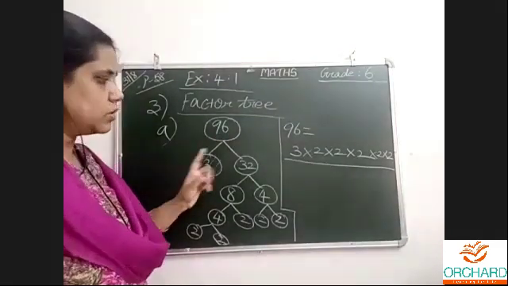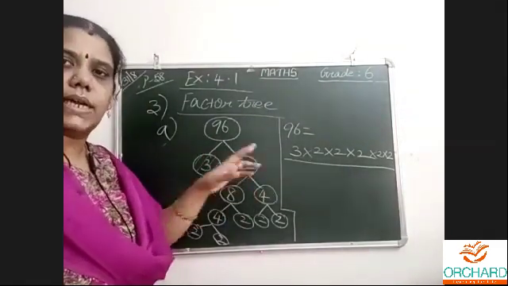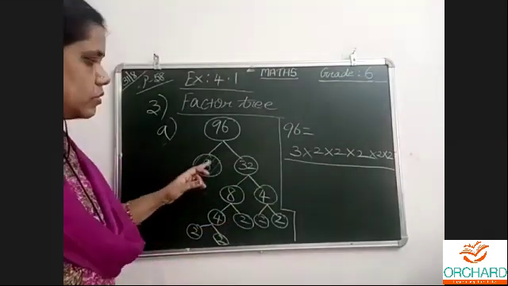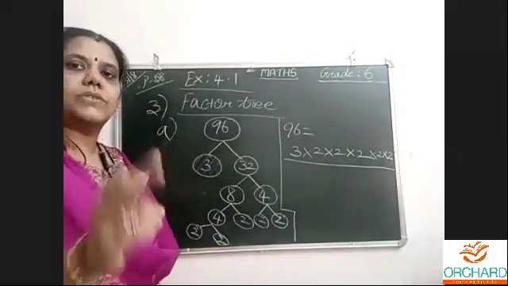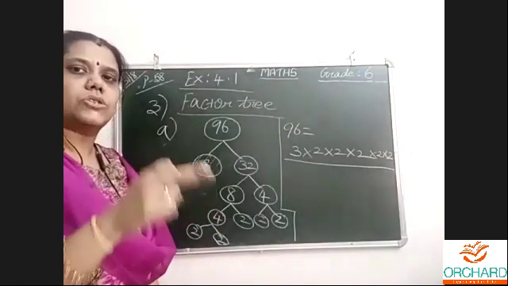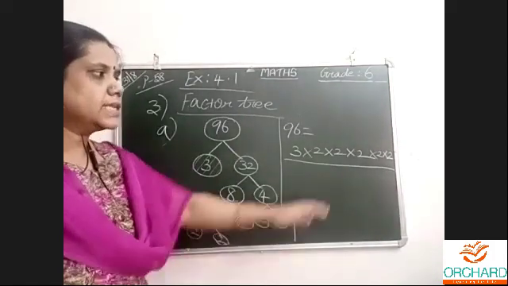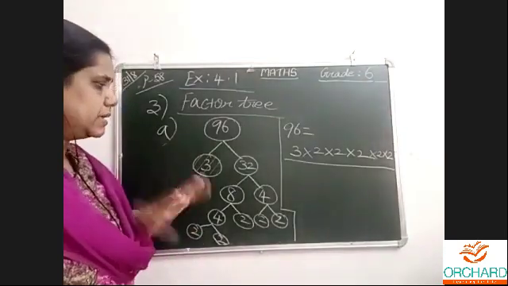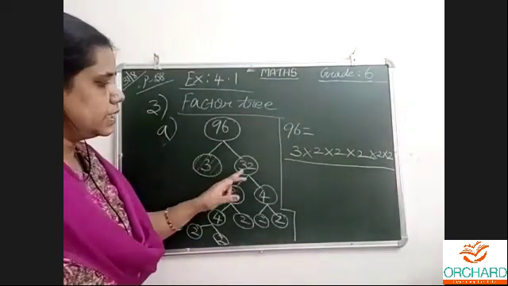You can use the 2 table, 2 into 48, or otherwise you use it like this. 48 to split: 12 4s are 48. Then 12: 6 2s are 12. Like that, keep on splitting. In the last, our answer will be correct, with any method you follow. 3 into 32.